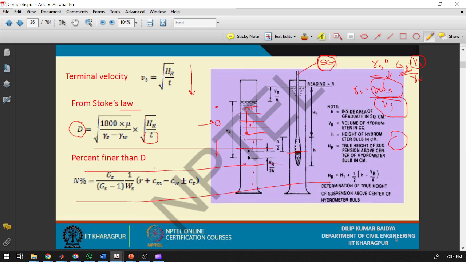Okay, there are some corrections also that we do in the hydrometer test. First of all, the meniscus correction, because of lower meniscus and upper meniscus, and then there is the correction due to temperature, and then there is a correction due to the deflocculating agent that you have added.